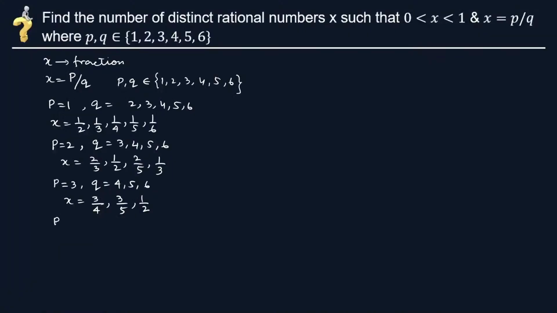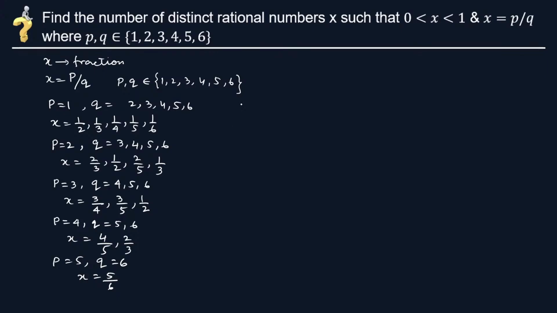Now let us take p is 4. In that case, your q can take the value 5 and 6. So your x will become 4/5, 4/6. That gives us 2/3. Now when p takes the value 5, your q can take only one value, which is 6. And your x will become 5/6. And p cannot take the value 6, because in that case your q will take the value 6, then x will become 1, which is actually not falling in the region 0 to 1.